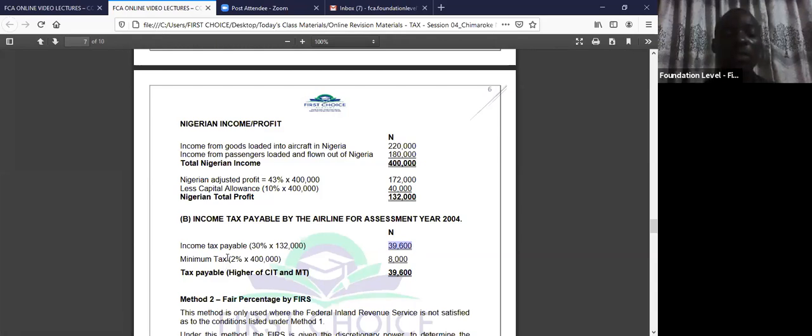Look at your minimum tax. Always, it is 2% of Nigerian profit. While company income tax is 30% of Nigerian total profit, minimum tax is 2% of this. Of course, this 2% should be the smallest. So if your 30% happens to be smaller than 2%, it means you have to pay your minimum tax. But if your CIT is higher than minimum tax, you pay the higher.